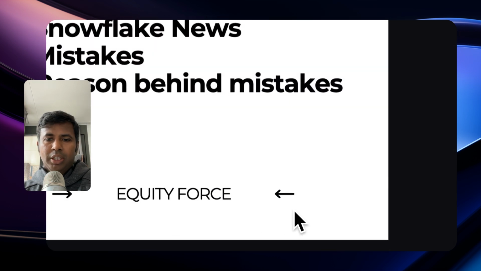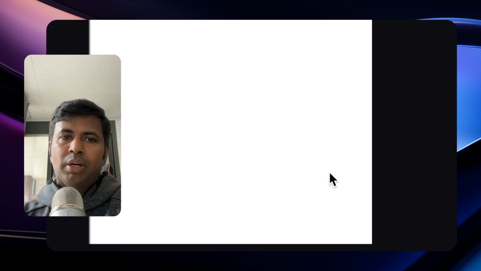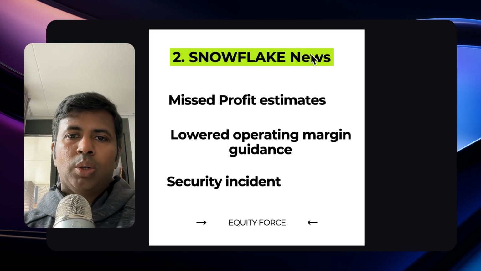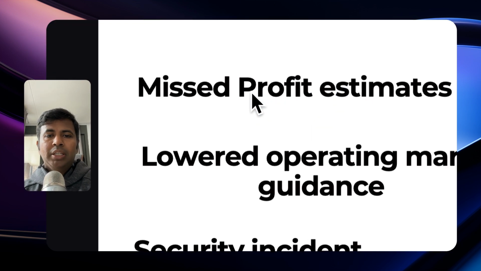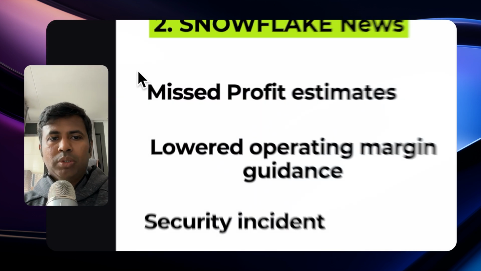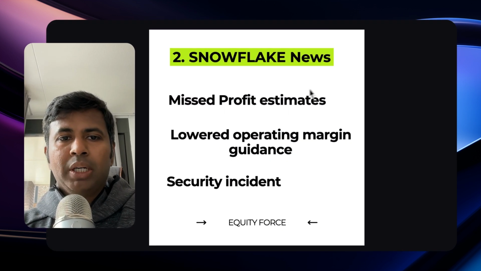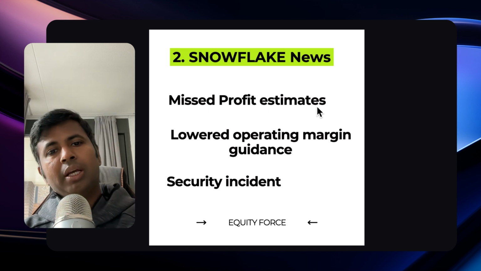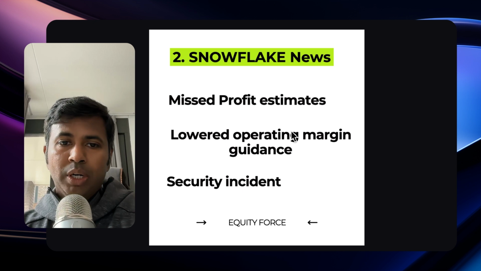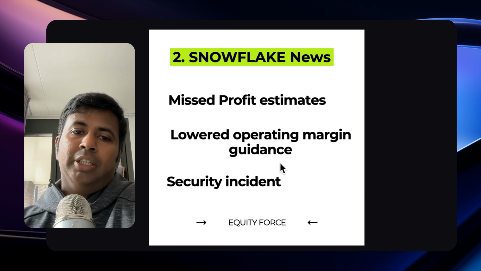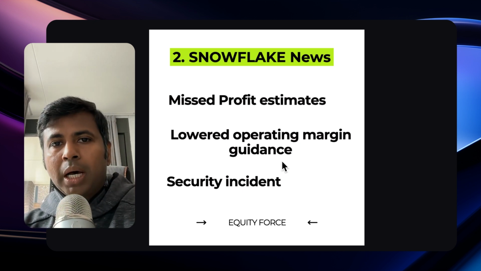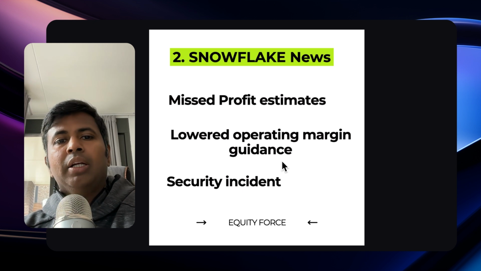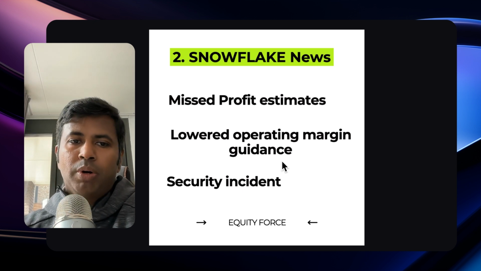Now let's look at the news. So what is the news around Snowflake? The main reason behind the selling pressure is that on the 22nd or 23rd there was the quarterly results announcement, and it missed the profit estimates that the market was expecting, and they have also lowered the operating margin guidance for the following year. As we all know, the market is always forward looking, and it's a discounting machine. It always looks forward.